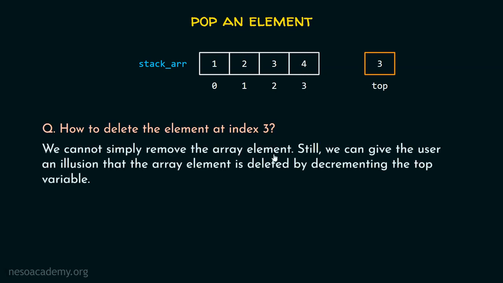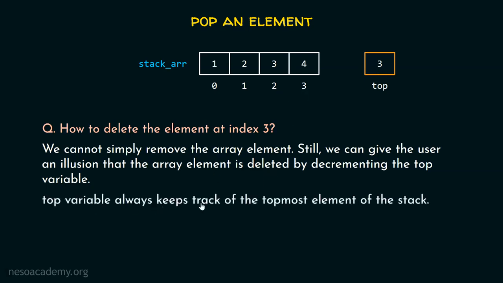We cannot simply remove the array element. We can replace it with some other value, but this is not a good choice. What we can do is still give the user an illusion that the array element is deleted by decrementing the top variable. So instead, we'll decrement this value by 1. This will give the user the illusion that the topmost element is at index 2 instead of index 3.